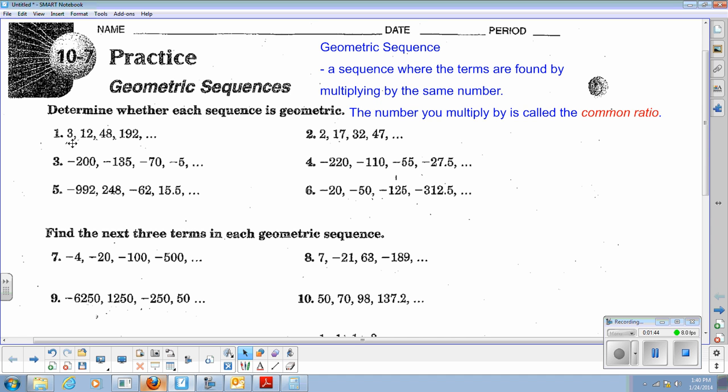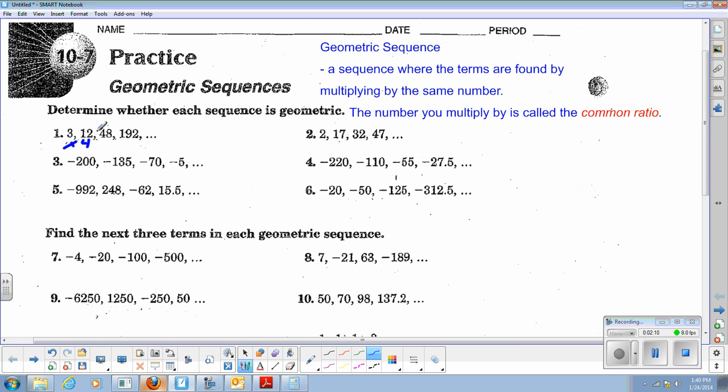If I try to find the difference between 3 and 12, 12 minus 3 is 9. If I try to use the 9, 12 plus 9 is 21. It isn't 48. So this is not arithmetic. So let's see if it's geometric. Can I multiply 3 times something to get 12? Yeah, the answer to that is yes. I can multiply by 4. I can say this is timesing by 4 here.